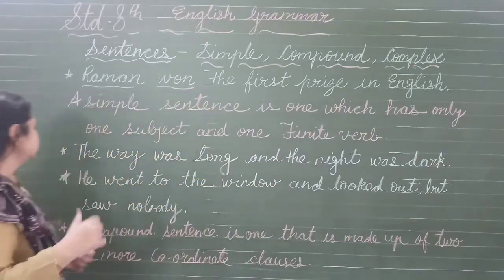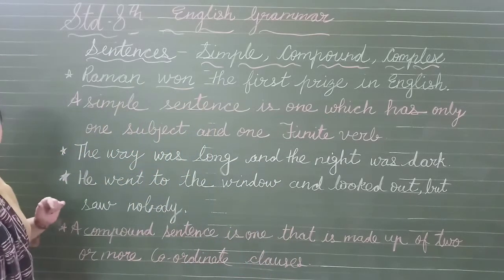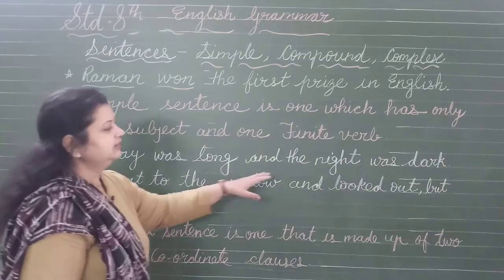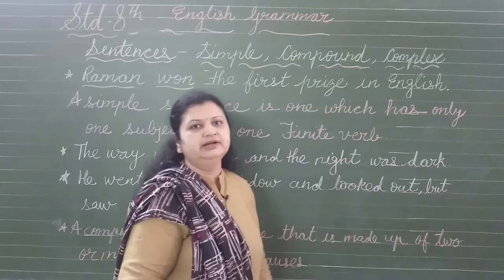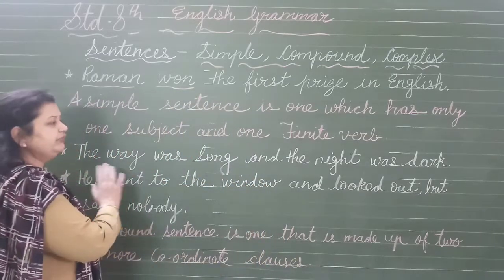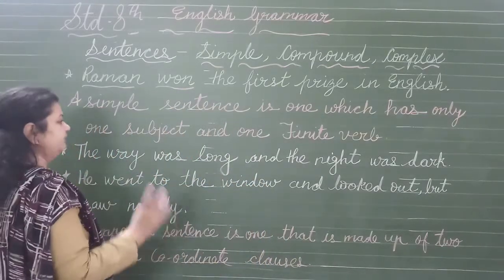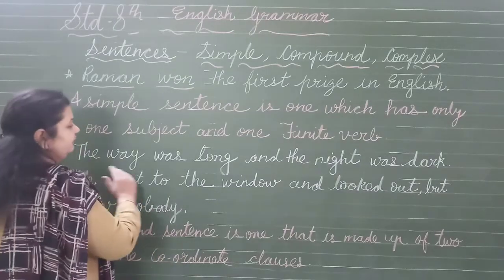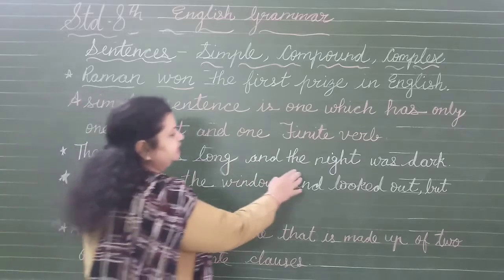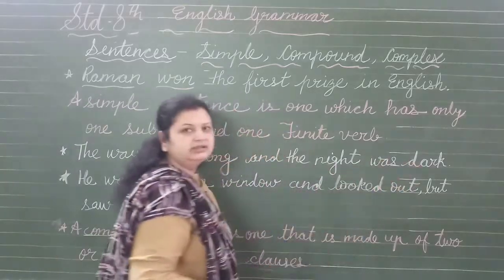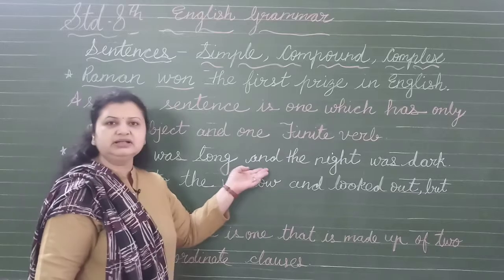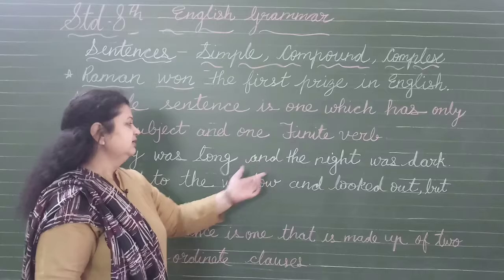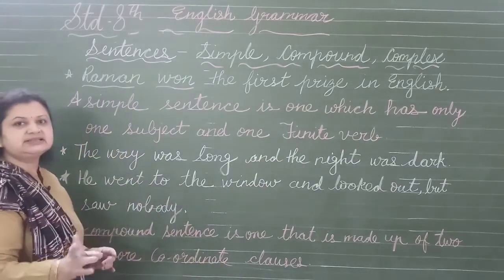Now see, the first example I have written over here: the way was long and the night was dark. Now here if you read the sentence again, you will find two subjects and two finite verbs. The way was long, the night was dark. Here this sentence is joined with the conjunction and. But if you ignore it, you will find two sentences in one sentence.